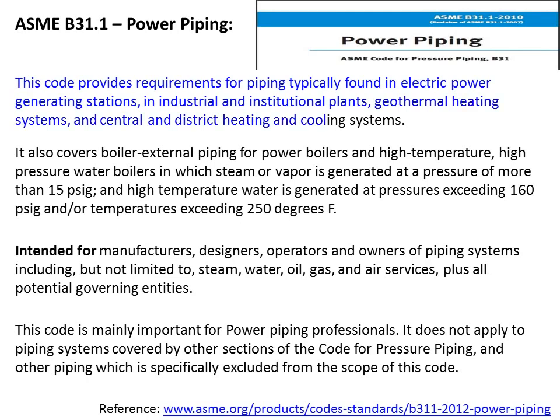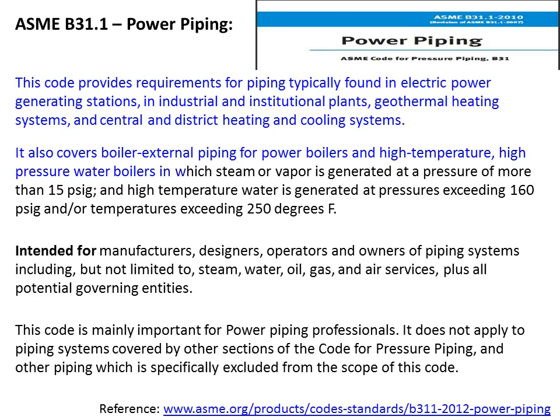It also covers boiler external piping for power plants and high temperature, high pressure water boilers in which steam or vapor is generated at a pressure of more than 15 psig and high temperature water is generated at a pressure exceeding 160 psig and/or temperature exceeding 250 degrees Fahrenheit.